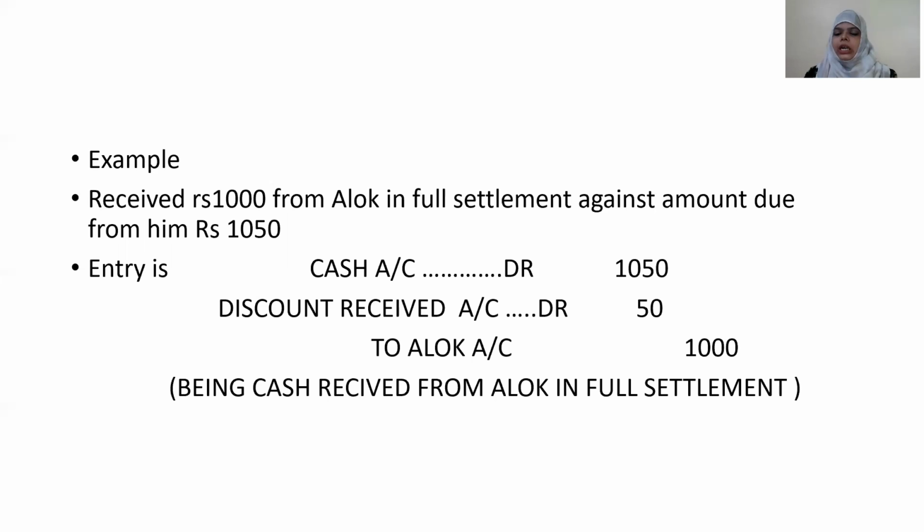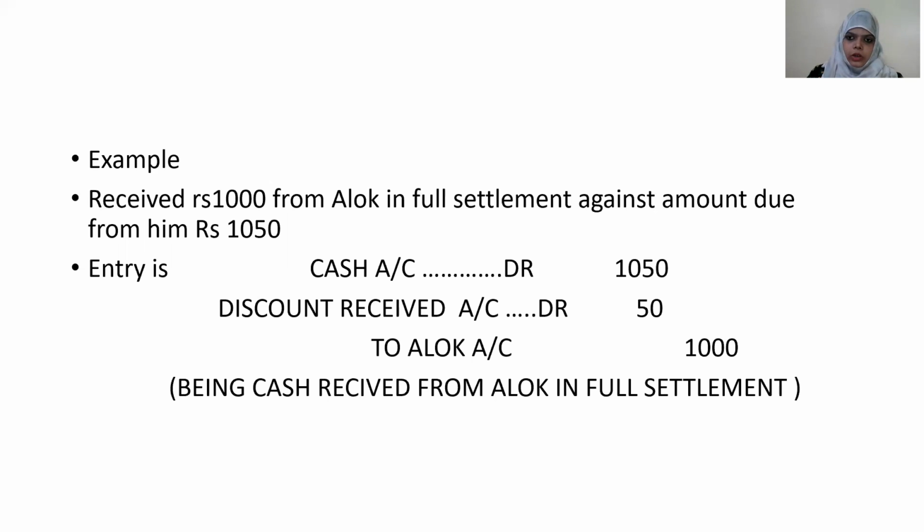So obviously you're getting 50 rupees less for the amount you are given to Alok. So cash account debited as it is a real account. So it belongs to real account. Debit what comes in, credit what goes out. Discount received account debited 50 rupees, and to Alok account, it is a personal account.